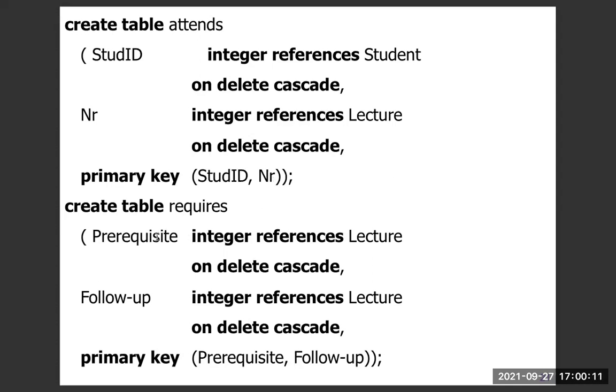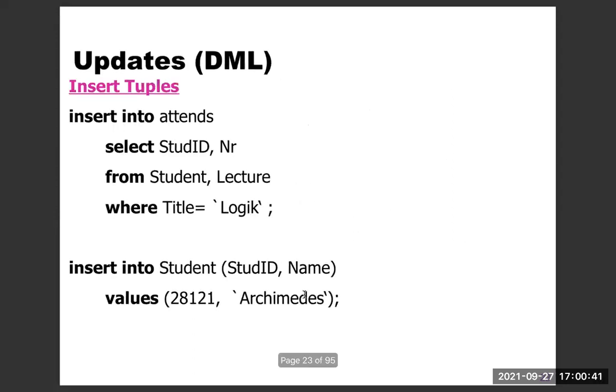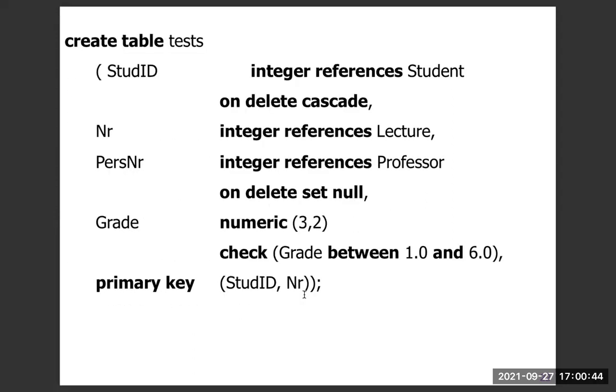Requires is the same thing. Prerequisite is an integer that references lecture. Follow-up, integer references lecture, and primary key is a combination of prerequisite and follow-up. And the last thing, tests. Student ID references student, number references lecture, person references professor, and grade. That's numeric, and we check that grade is within some value interval. And primary key is here. So that's the definition of our tables in a database for the university.